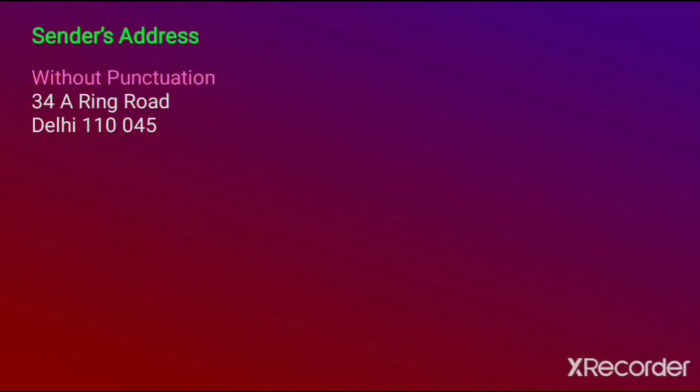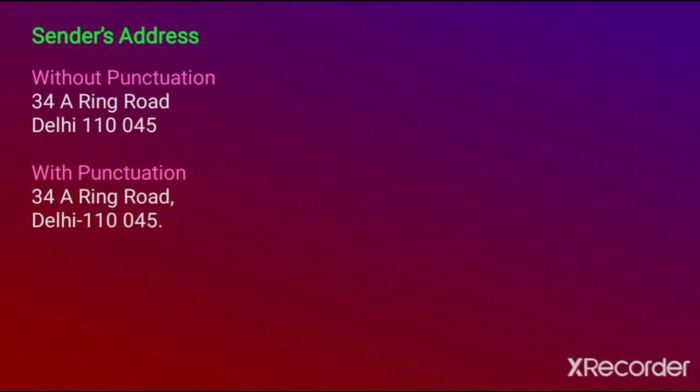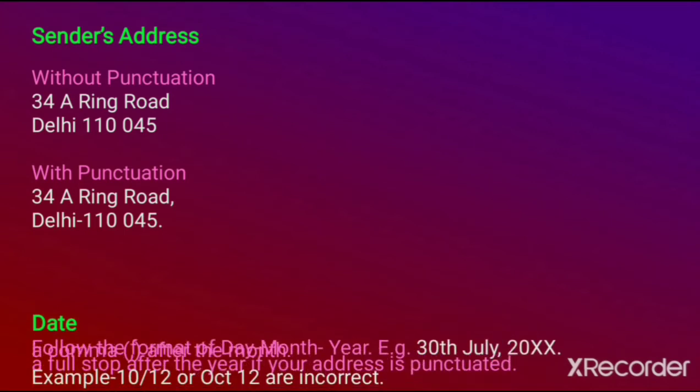Sender's address. The address you have to write towards your left hand side. You need your street address on the first line and the city and pin code on the second line. Do not write anything else in the address. Here you can see the address written with punctuation, and without punctuation. Concentrate on the punctuations.